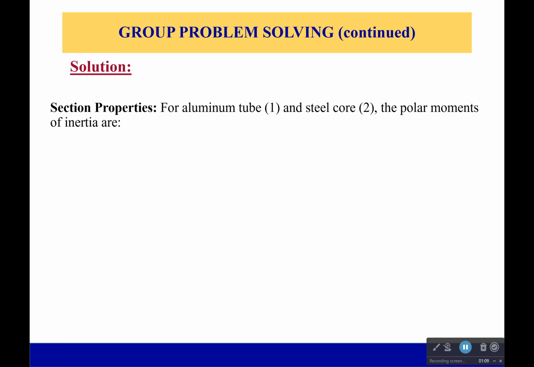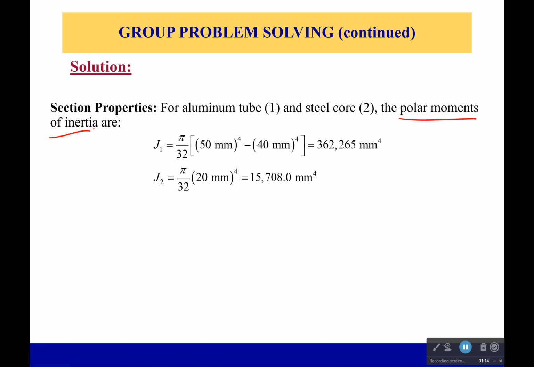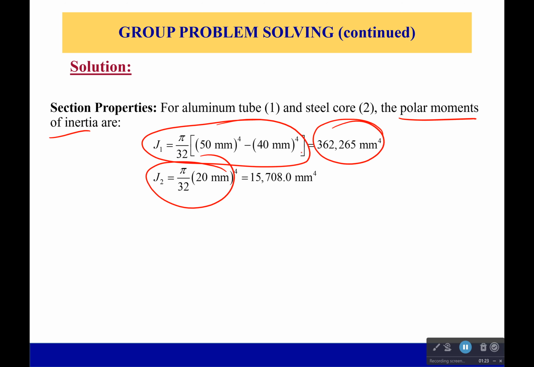The first thing we always tend to do is get those polar moments of inertia calculated. So we have our aluminum tube right here, and we have our steel core. As you can see, the aluminum tube has a huge polar moment of inertia because of the large diameter, even though we're removing a lot of material.